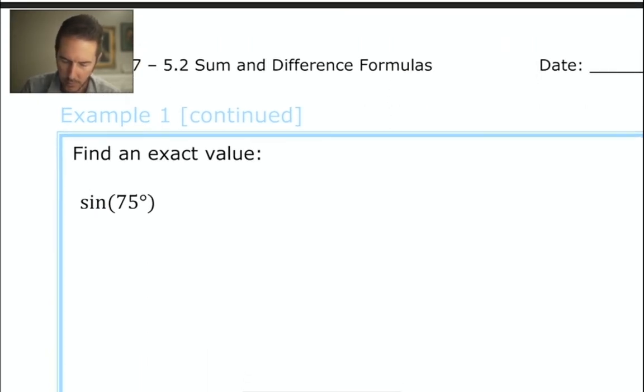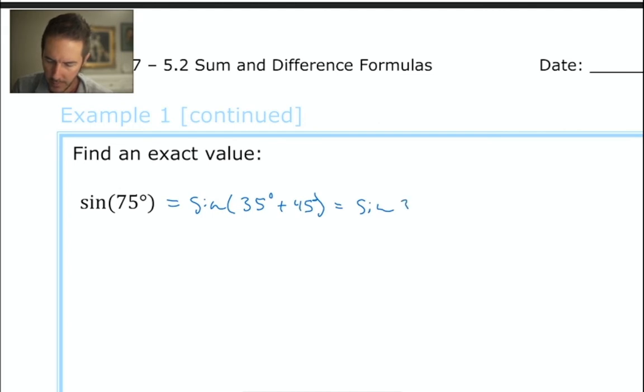How should we write this? Maybe we'll write it like this. It's equal to the sine of 35 degrees plus 45 degrees, which is equal to the sine of 35 times the cosine of 45 plus the cosine of, the 35 is supposed to be a 30, of course, cosine of 30 times the sine of 45. Let's make that little correction in there. That's supposed to say 30. Yep, that looks good. Okay, and then we have to march through and evaluate these functions.